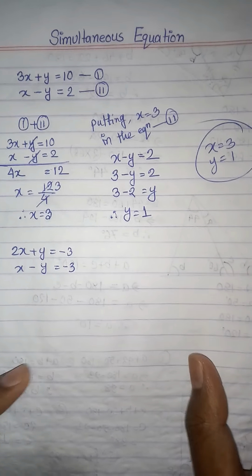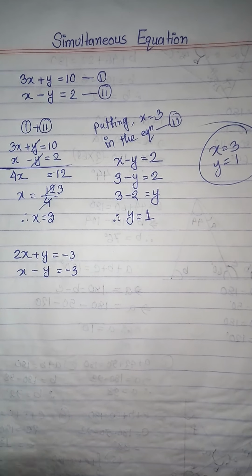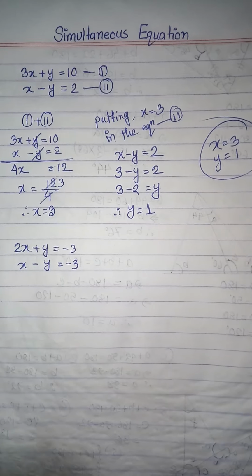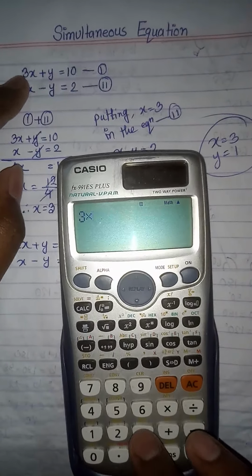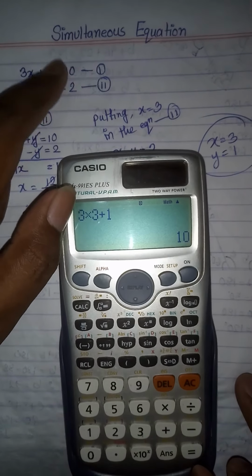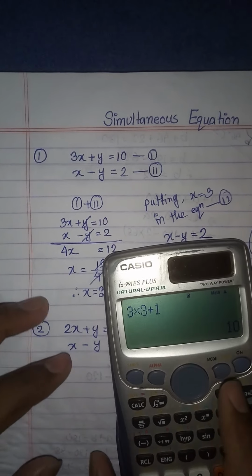Okay, now if the answers are correct or wrong, you can verify them. How? We have x equal to 3 and y equal to 1. Put them in this equation, that is 3 into 3 plus 1, it is equal to 10. As you can see, the value of this one is 10.